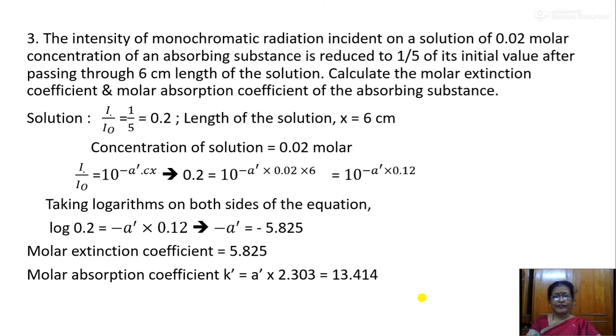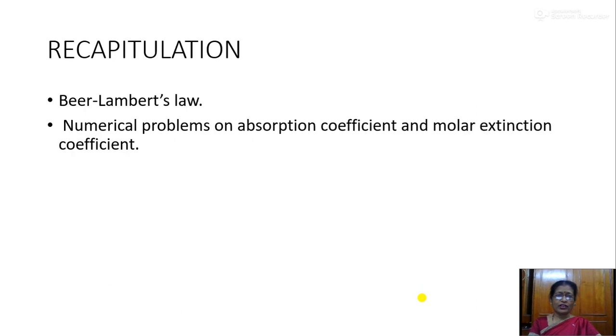Molar absorption coefficient is k dash. K dash is equal to a dash into 2.303. Substitute the value of a dash, then a dash into 2.303 is equal to 13.414. Now recapitulation: you have come across Beer-Lambert's law, what the law states, and the numerical problems you worked out on absorption coefficient and molar extinction coefficient.